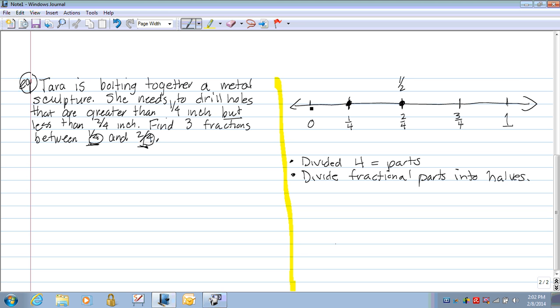So if I divide between 0 and 1/4 into a half, that makes it 1/8. This would be 2/8. And then in half here would be 3/8. And this is 4/8. 4/8 has the same value of 1/2. This would be 5/8. Here is 6/8. 7/8. And 8/8 is, of course, 1 whole.